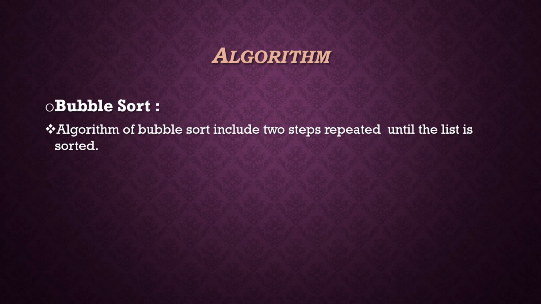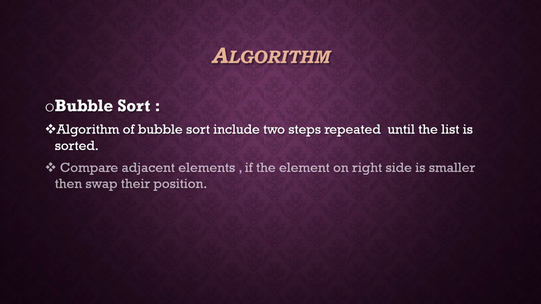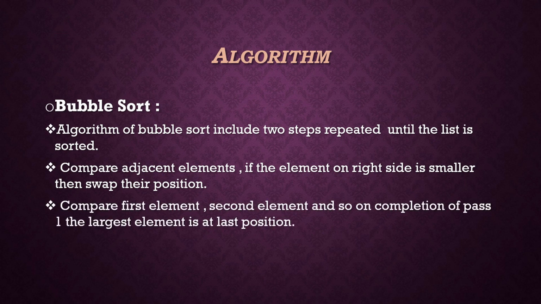The algorithm of bubble sort includes two steps repeated until the list is sorted. Compare adjacent elements. If the element on the right side is smaller, then swap their positions. Compare first element, second element, and so on. On completion of pass 1, the largest element is at the last position.